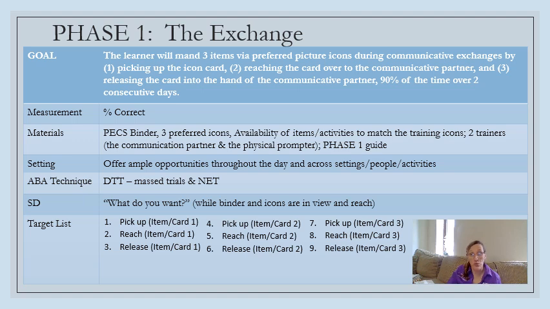You're going to start out with 1 when the patient is doing it with 1. Then you're going to add a second card and then a third card. And the cards that you want to use with phase 1 are highly preferred items for this kiddo. So if their favorite thing is the tablet, use it. If their favorite thing is some kind of food like popsicles, you can use that. M&Ms, whatever. Something that they will want to pick up, reach, and release.